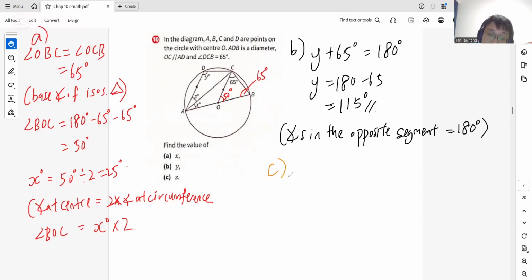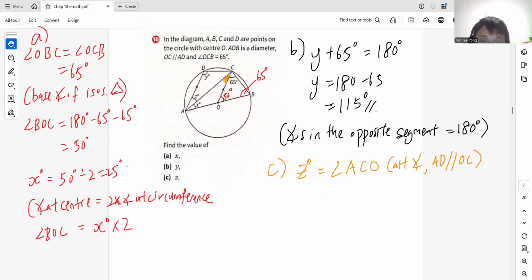So Z over here is actually equal to this angle over here. So we can see that Z degrees is equal to angle ACO. How come? What is the reason? Because it's alternate angle. Alternate angle, AD parallel to OC.